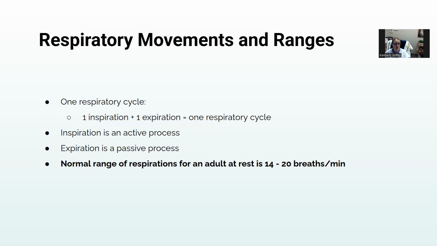So one respiratory cycle is one inspiration and one expiration. That's one complete respiratory cycle. Inspiration, like I said, is an active process, and expiration is passive. Normal respiration for an adult at rest is between 14 and 20. If they are on narcotics, their respirations may be less than 14, but you still want to monitor that. If they're having breathing difficulties, they're going to be above 20. So between 14 and 20 is normal.